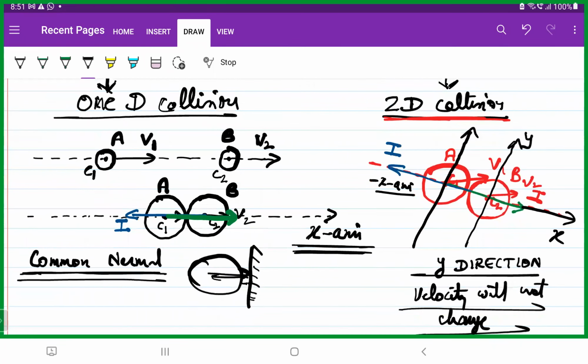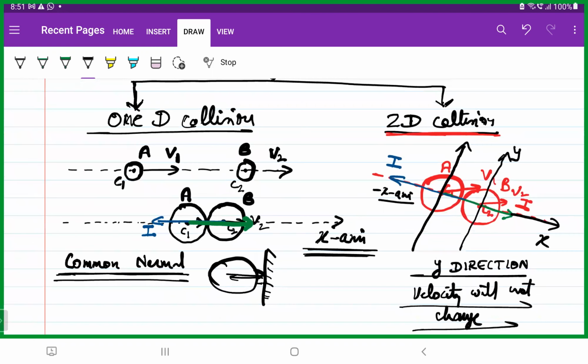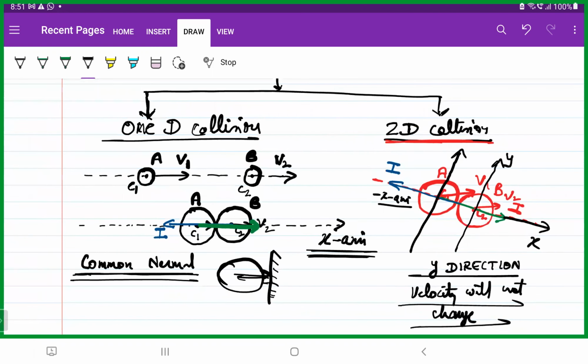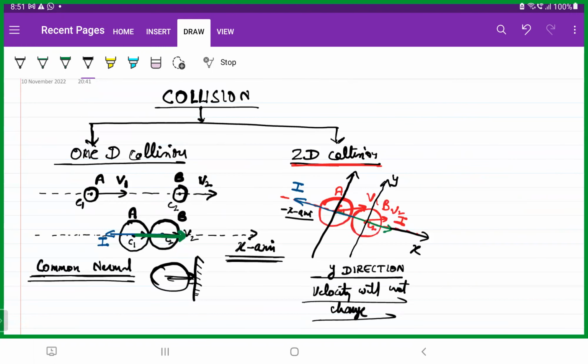So all of you should understand the difference between 1D collision and 2D collision. That is the most important. Particularly for NEET and JEE, we have to understand clearly, because they can always ask the y component of velocity, not x component. So the y component of velocity, which is perpendicular to the direction of impulse, will not change in any case. So that will always be constant. So this is the main point which we have to remember in terms of 1D collision and 2D collision.